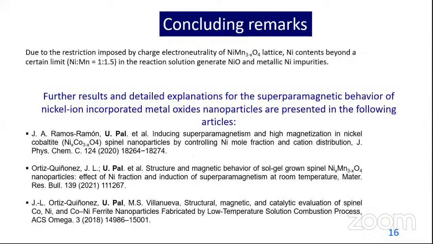However, there should be a limit. In the case of nickel manganese oxide, we have seen from theoretical calculation that when the nickel manganese molar ratio is 1:1.5 or above, we can get other phases like nickel oxide and metallic nickel. So you have to be careful about these things. Some of the works have been published in these articles. We can consult them. That's all. Thank you very much.